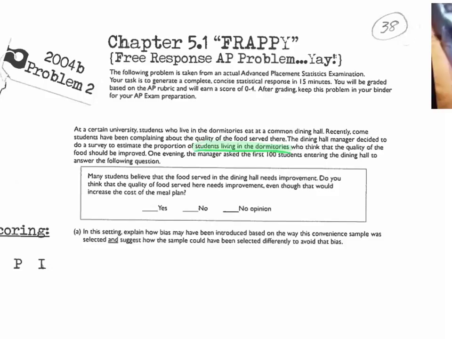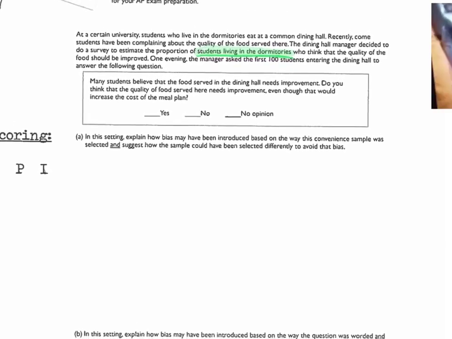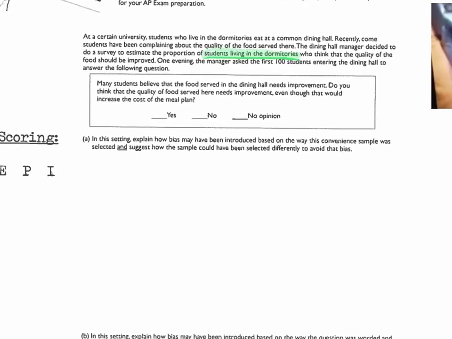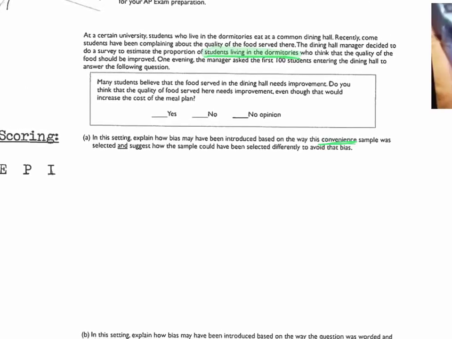Based on that, do you think that the first 100 students entering the dining hall would be representative of all students living in the dormitories, especially when it comes to the food quality? What kind of bias is going to be happening? What is this, convenience sampling? Good. So undercoverage is going on. What is causing undercoverage?